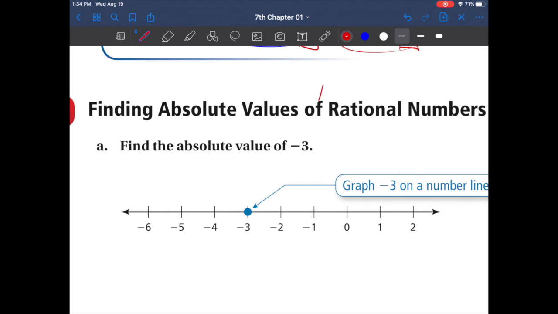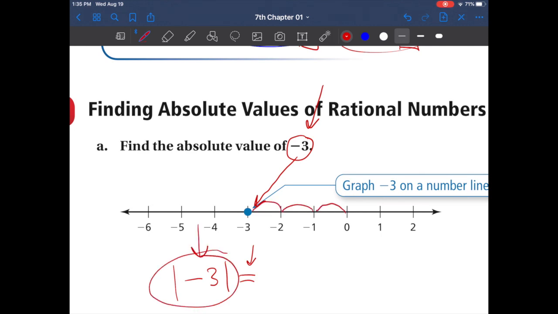Let's try another example. It says find the absolute value of negative 3. All right, so we plot our negative 3 on the number line. Find the absolute value of negative 3. Tell me what it is. Remember, is means equals. So how far is negative 3 away from 0? Well, let's just count on the number line. 1, 2, 3. So the absolute value of negative 3 is 3.